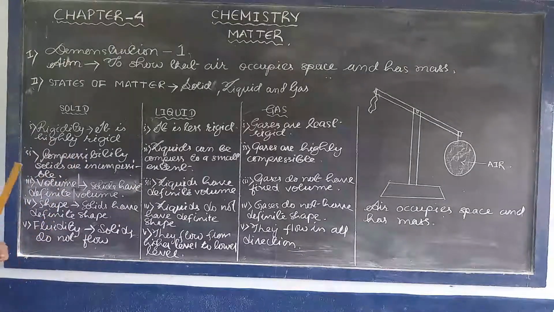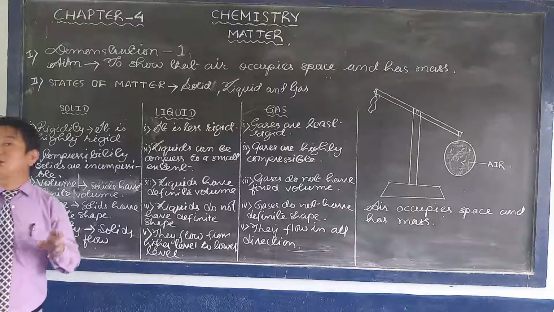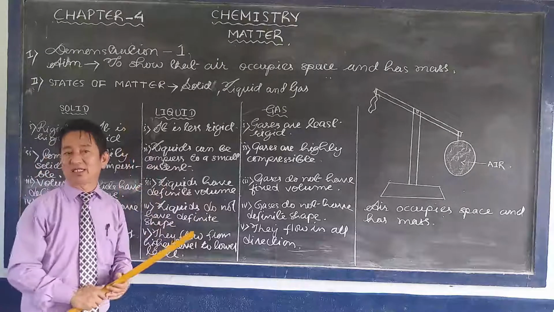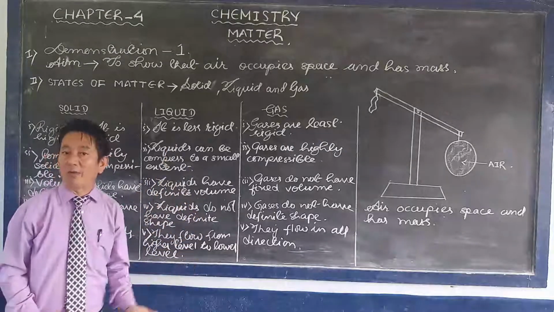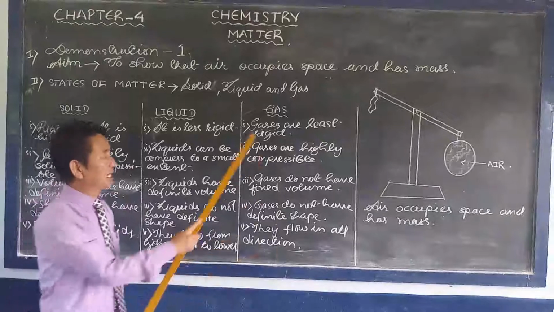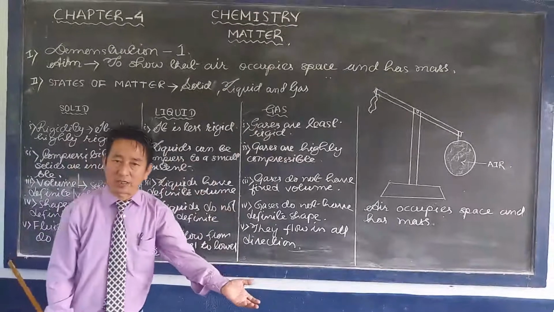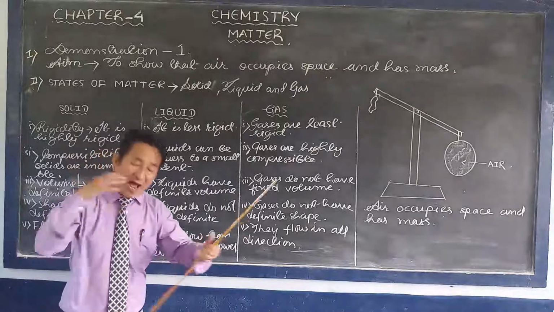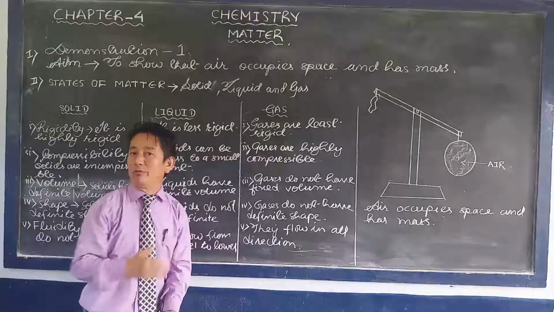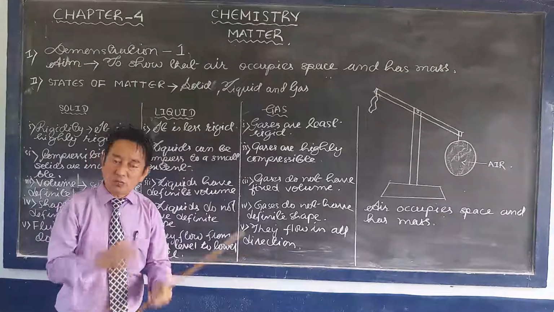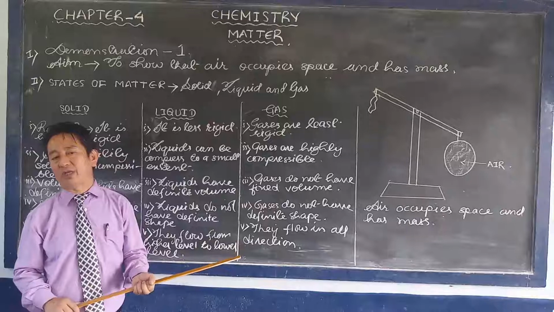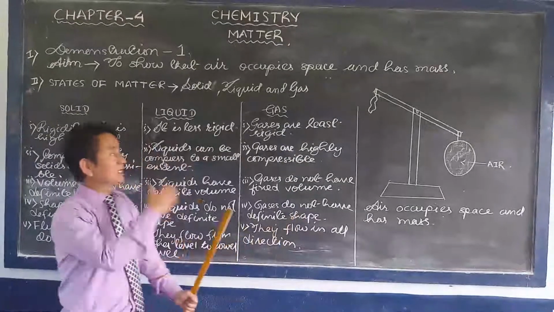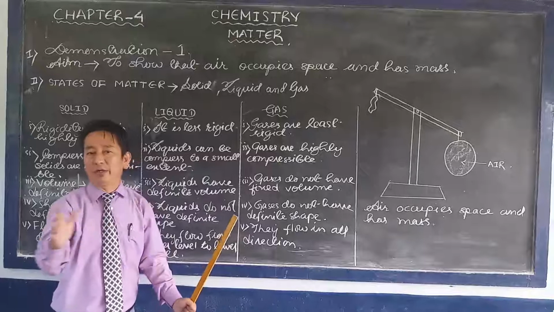Now next, fluidity. Solids cannot flow. Whereas liquids and gases flow. Liquids flow from higher level to lower level, whereas gases flow in all directions. Because in gases, molecules or particles are loosely packed, they are far apart from each other, and there are maximum intermolecular spaces, and these molecules or particles cannot attract each other. These particles or molecules are free to move in all directions. That is why gases flow in all directions.